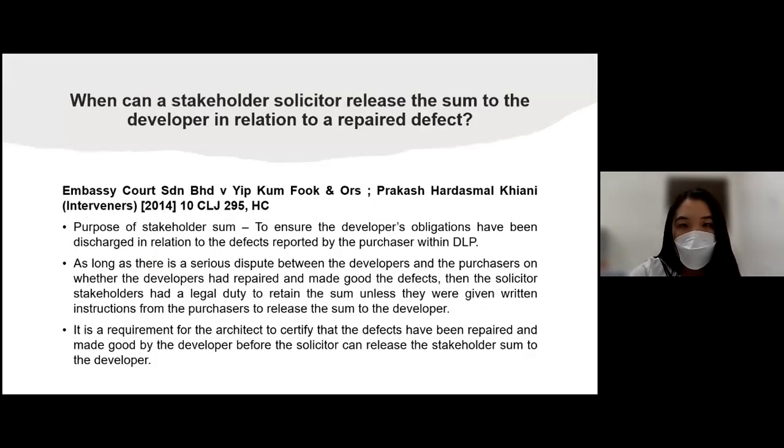So the question is, when can a stakeholder solicitor release the sum to the developer in relation to a repair defect? In the case of Embassy Court Sdn Bhd and Yip Kam Fok and others, the High Court held that the purpose of the stakeholder sum is to ensure the developer's obligations have been discharged in relation to the defects reported by the purchaser within the defect liability period. As long as there is a serious dispute between the developers and the purchasers on whether the developers had repaired and remedied the defects, the solicitor stakeholders had a legal duty to retain the sum unless they were given written instructions from the purchasers to release such sum to the developer. It is also a requirement for the architect to certify that the defects have been repaired and made good by the developer before the solicitor can release the stakeholder sum to the developer.